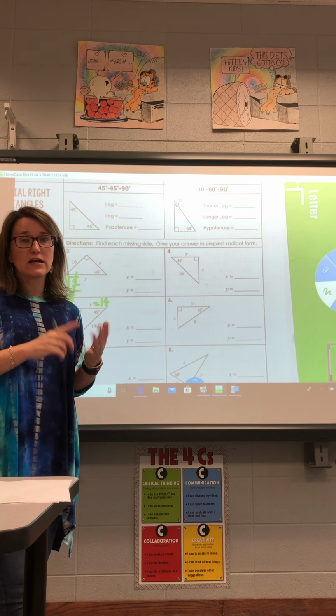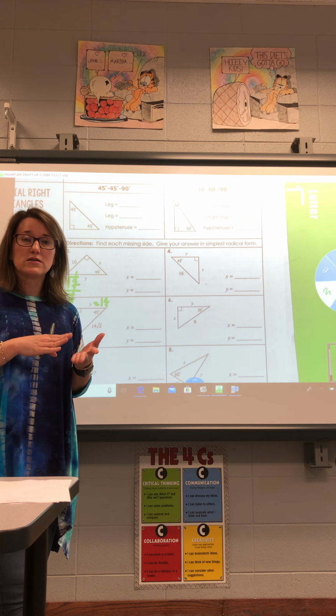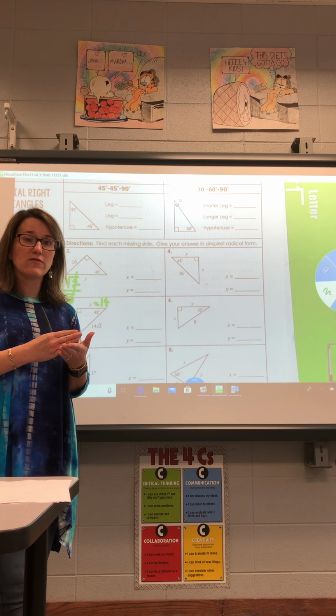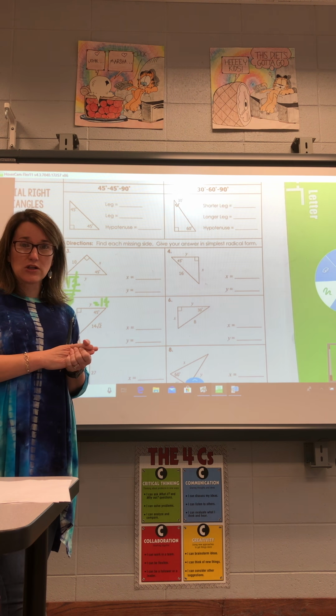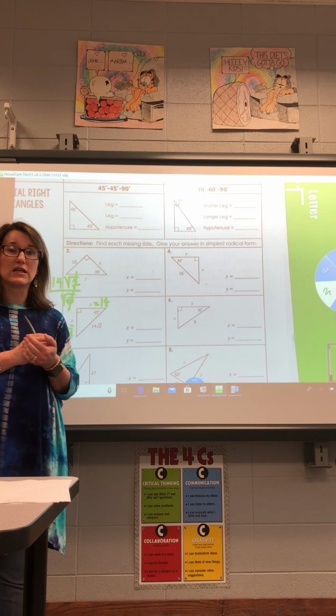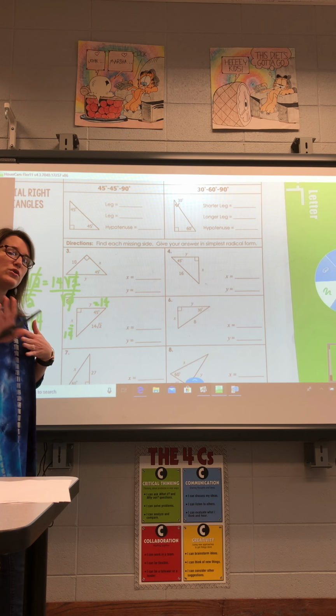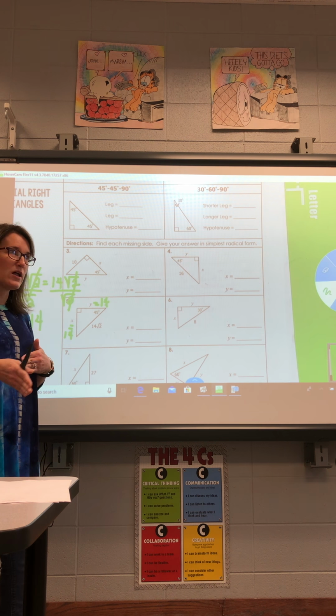You're going to have to rationalize some denominators. You're going to have to simplify radicals here. So if you have any trouble with simplifying radicals or rationalizing a denominator, you need to send me a message and I'll get some materials together for you to work on that on your own, okay? And then I can help you separate from class.